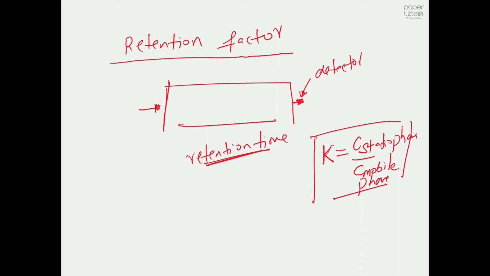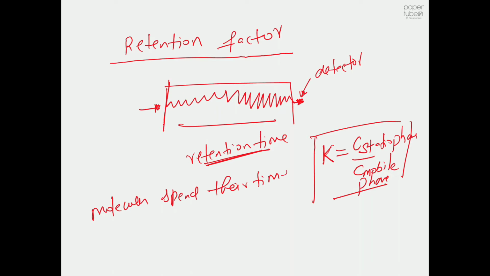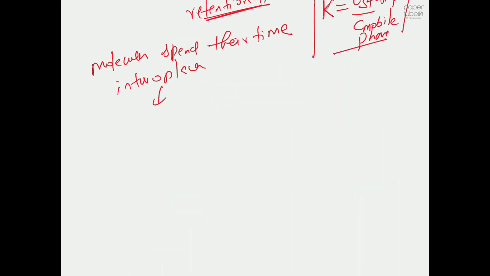So the whole purpose is to understand that the time spent by the molecule inside the column involves two different factors, which means the molecules spend their time in two places inside the column. One is in the mobile phase. It spends some time in the mobile phase, and it also spends some time in the stationary phase.